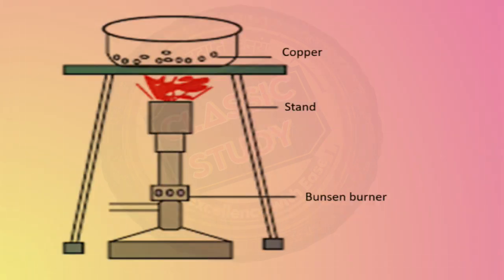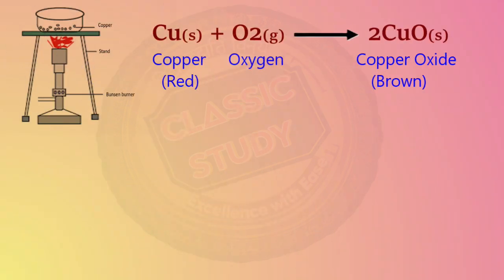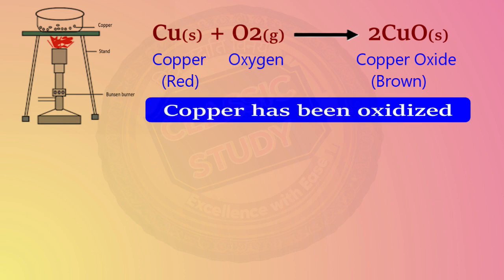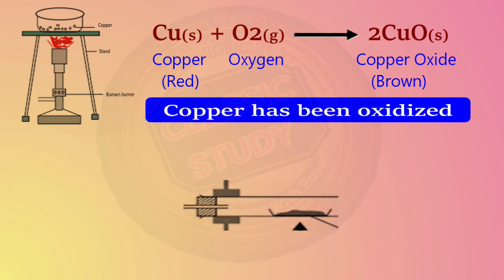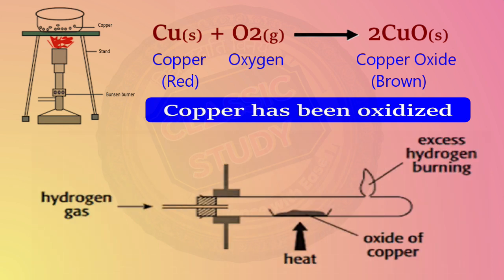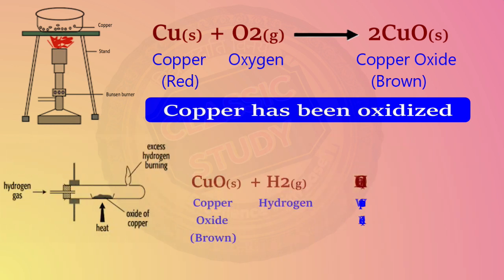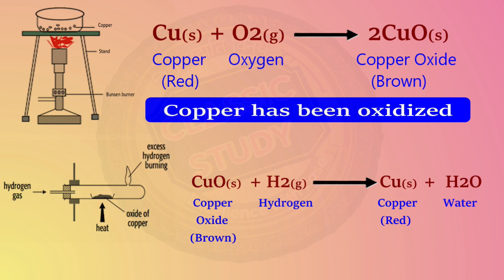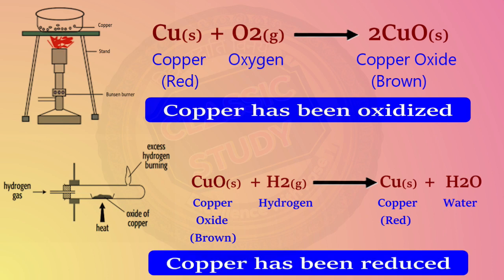If we heat copper, which is red in color, in presence of air, Cu combines with oxygen in presence of heat, forms copper oxide, which is brown in color. Since copper has gained oxygen, we say copper has been oxidized. Now, if we continue heating this copper oxide and allow hydrogen to pass through this substance, the brownish copper oxide combines with hydrogen in presence of heat to give copper, which is red in color, and water. Since copper has lost its oxygen, we say copper has been reduced.